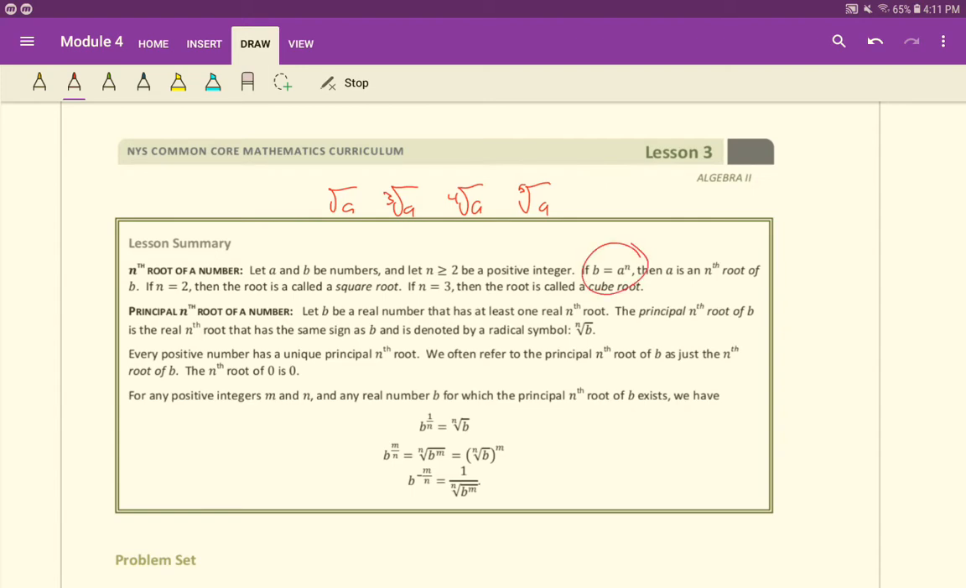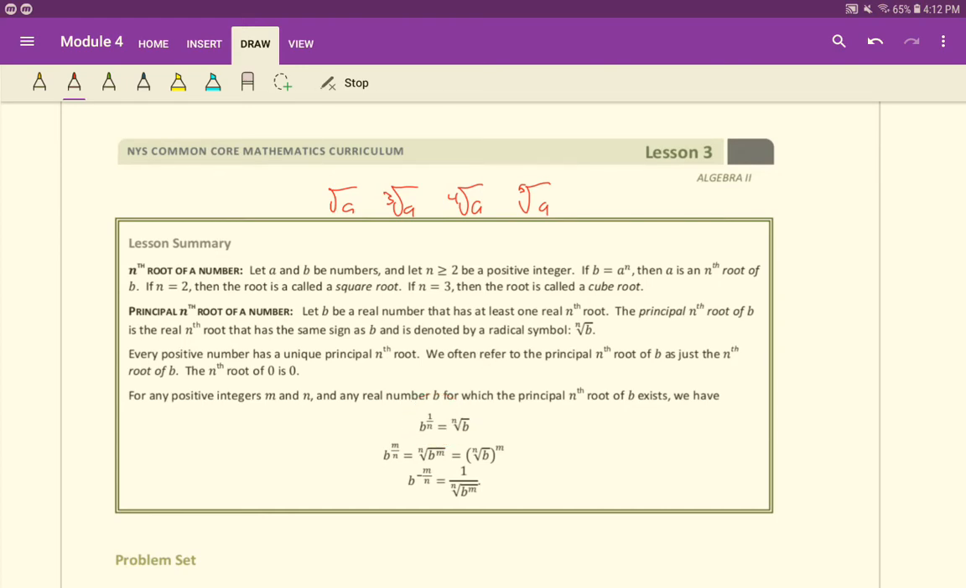Okay, and in general, if b is equal to a to the n, then we say that a is the nth root of b. So in other words, if this is true, that means that this is also true. These are equivalent statements. Okay? So, how does that factor into what we're talking about now? If we have b to the 1 over n power, that is the same thing as the nth root of b. So these two things are equivalent.